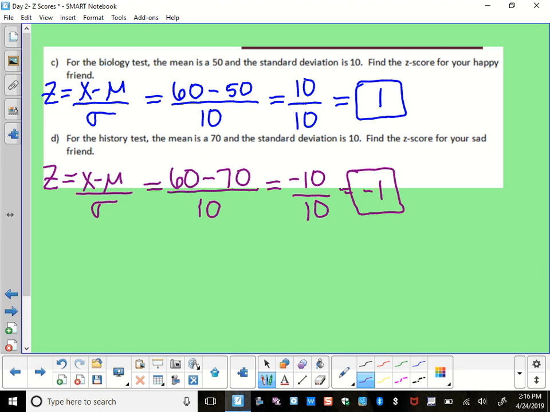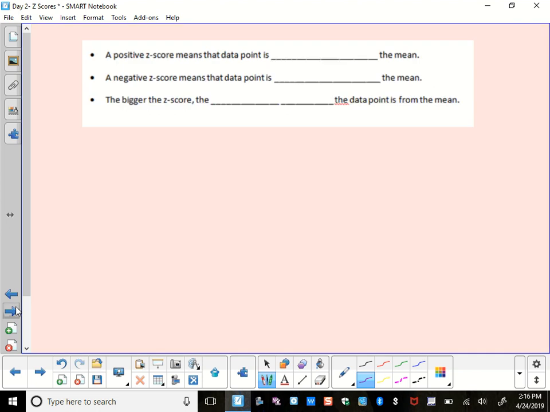So your happy friend has a Z-score of 1. Your sad friend has a Z-score of negative 1. So this explains why the happy friend is happy. Because you want your Z-score to be higher than the other. So take a look at this. A positive Z-score means the data point is above the mean.